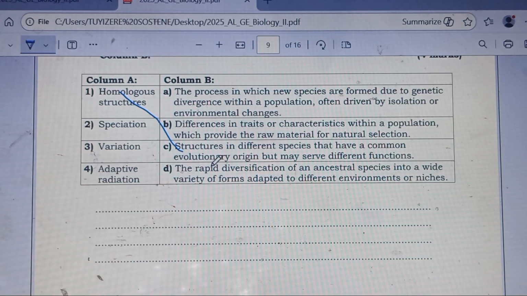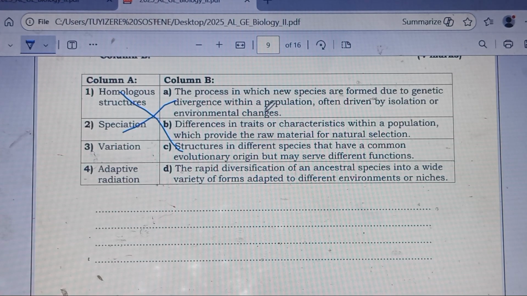Yes, it means the structures in different species that have a common evolutionary origin but may serve different functions. For 2, it corresponds with A.